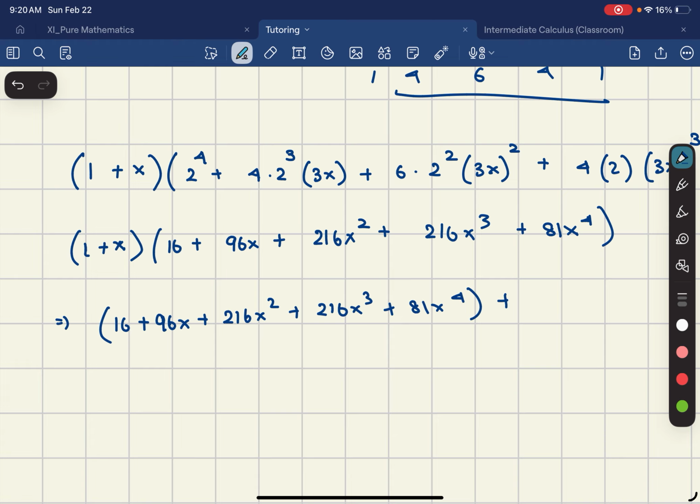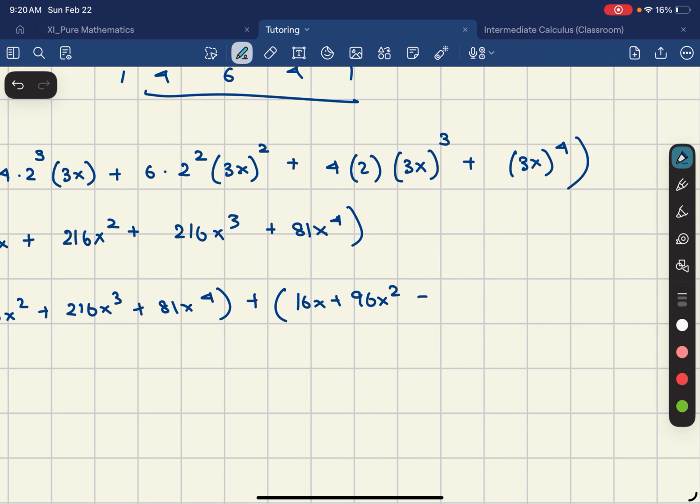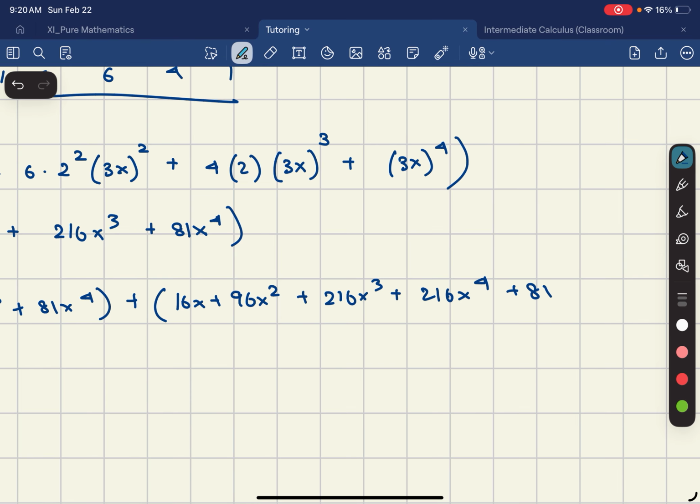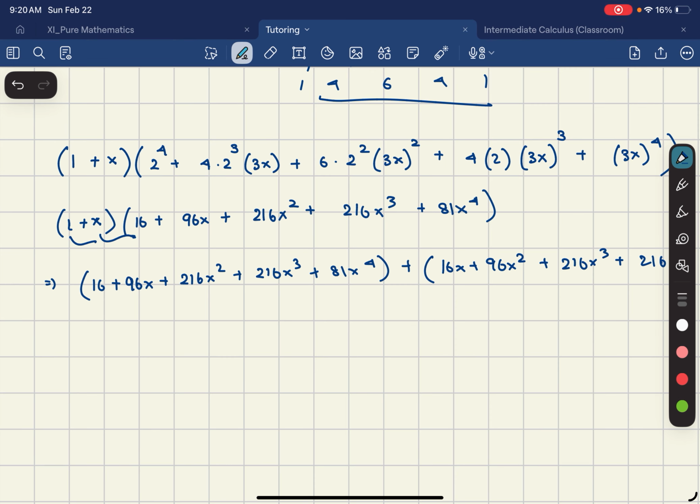And you have to add this, which I get when I multiply through by 1. And then you have to add 16x plus 96x squared plus 216x cubed plus 216x to the power 4 plus 81x to the power 5. That is what I get when I multiply through by x.